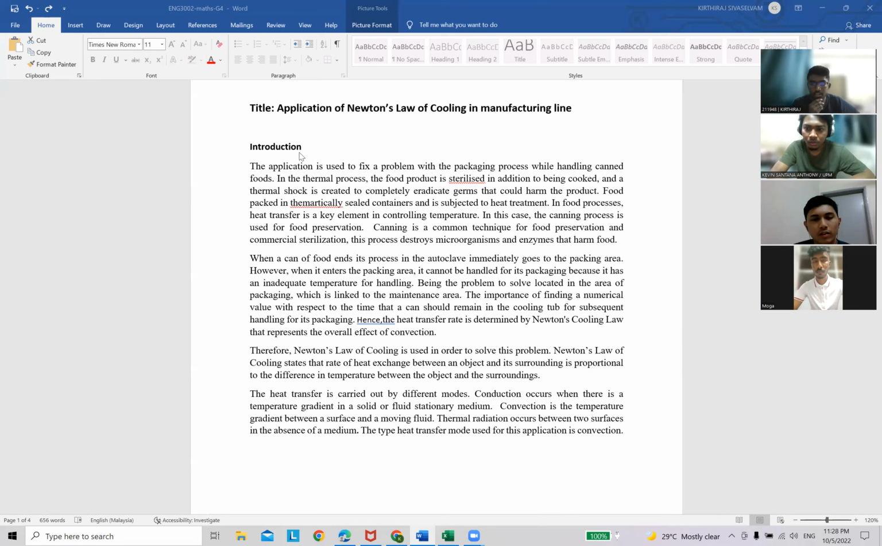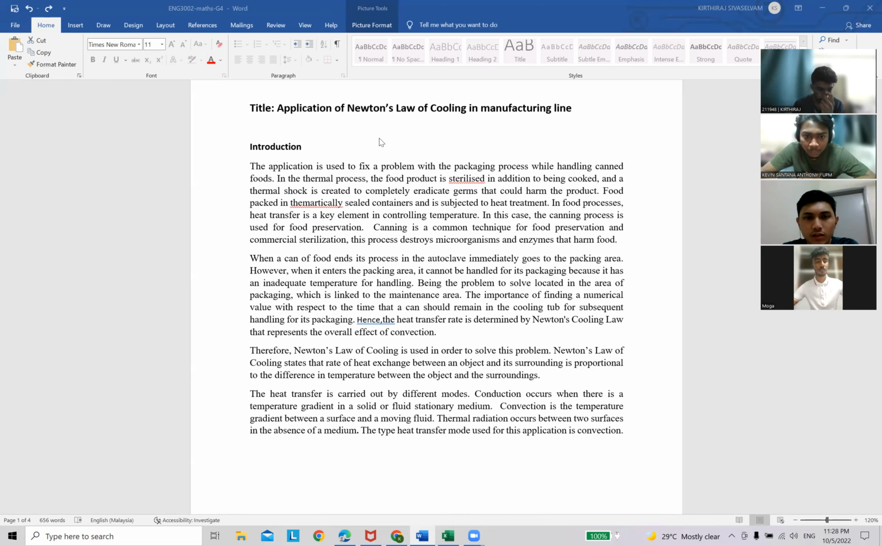Okay, so now the introduction will be presented by Kevin. Okay, thank you, Kirti. I'll just go through the introduction. This application is used to fix a problem with the packaging process while handling canned foods.